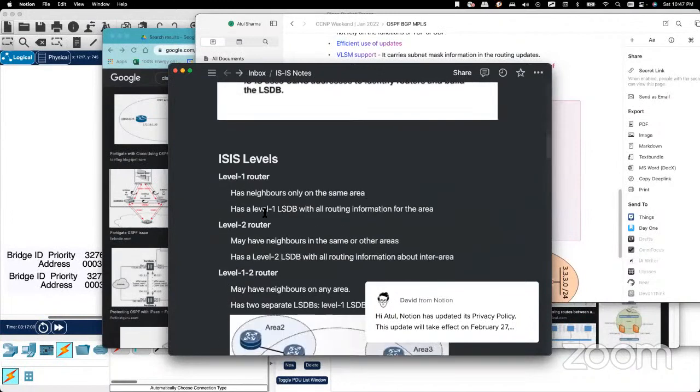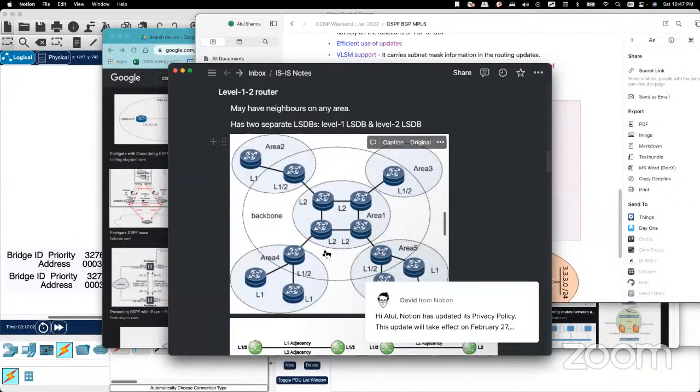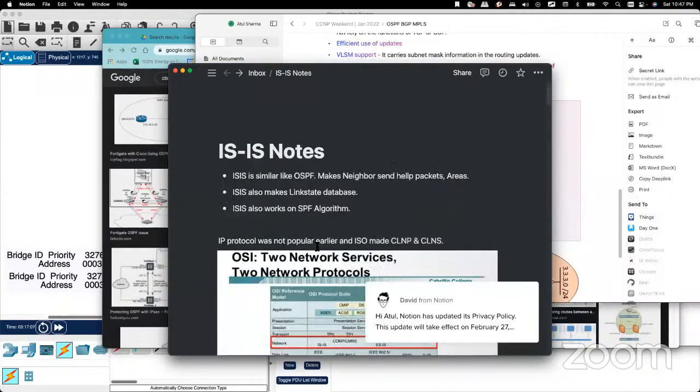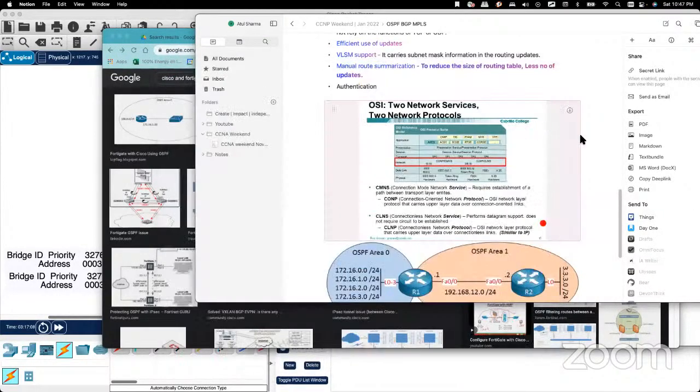Yes. Okay. So there are different types of areas, L1 routers and all that stuff that we'll see. If I get time, maybe I can cover it for half an hour.